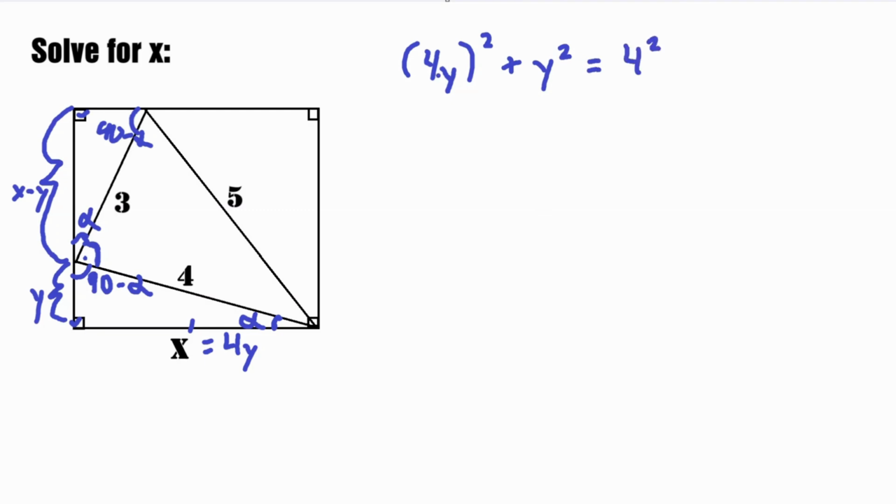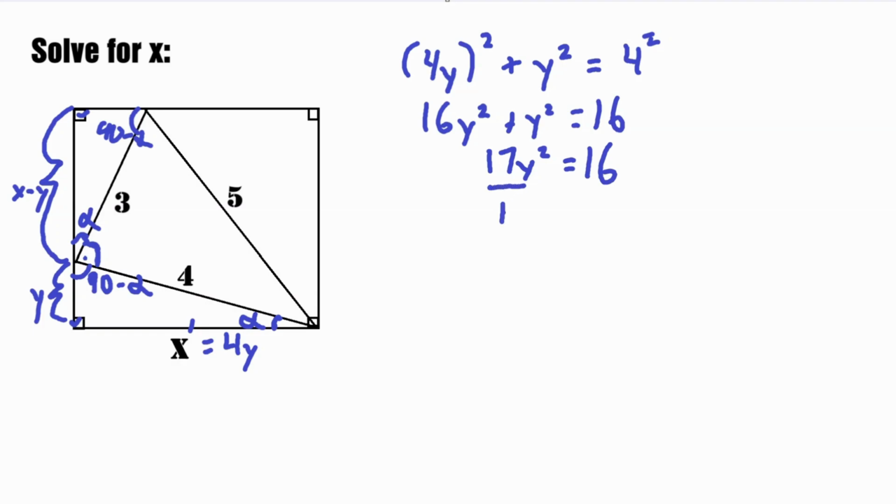So that gives us 4y. When you square a term that has a variable and a coefficient, we square both of them, okay? So this will turn into 16y squared plus y squared is equal to 16. So these two have the same terms, y squared. So this will be 17y squared is equal to 16. So if we want to solve for y, we divide by 17. So we get that y squared is equal to 16 over 17.